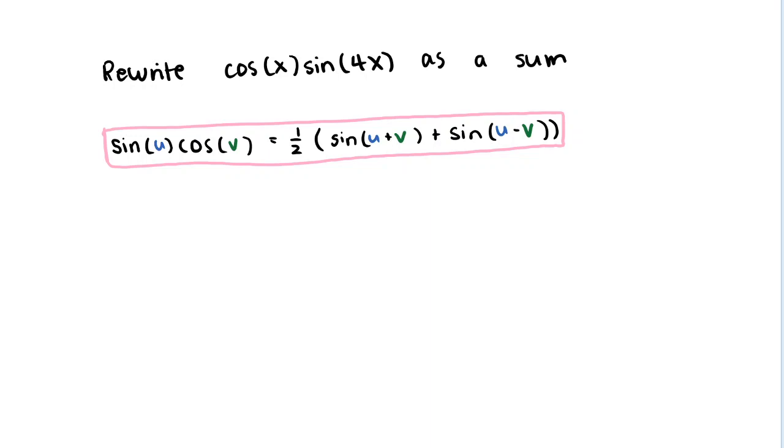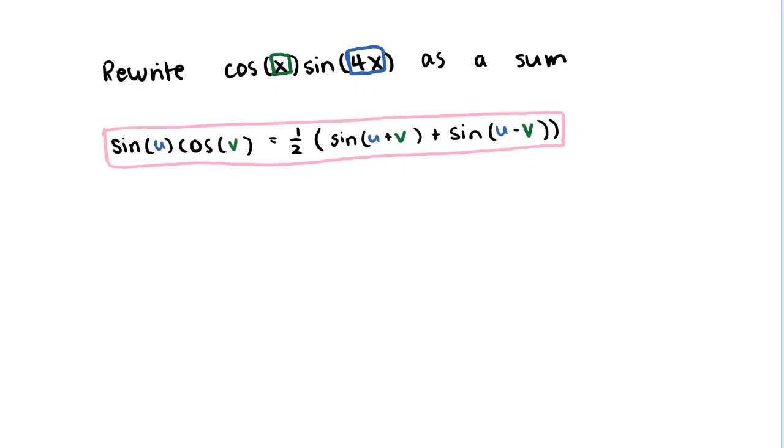Here I've got the expression cosine of x times sine of 4x, and I'd like to rewrite this as a sum. And so here I've got the identity involving a product of sine and cosine. This is an identity we can use to accomplish our task here. But one thing I like to notice is that u in our identity represents the input angle to our sine function. And so here, this 4x is our angle u, and this x is our angle v.